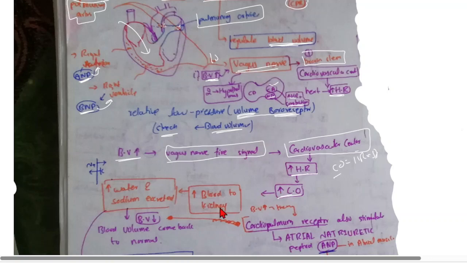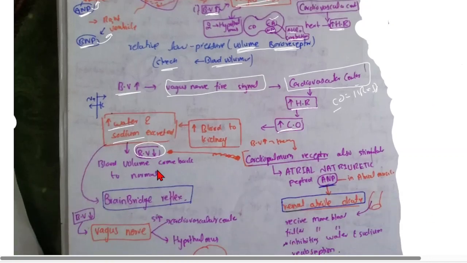When the cardiac output increases, more blood goes toward the kidney. When more blood goes toward the kidney, water and sodium excretion increase. So more water and sodium are excreted, and as a result the blood volume decreases. More water is removed from the body through the kidney and urine, so blood volume comes back toward normal.